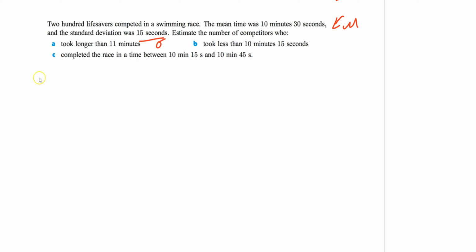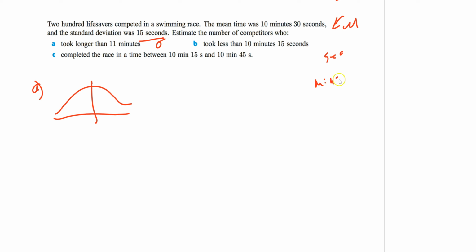So this is kind of like what we did last class. Our mean is 10 minutes 30 seconds. Now we can't work in minutes and seconds, we have to convert it. We can go to seconds, which means multiply 10 by 60 and add 30, or we can move on to minutes.